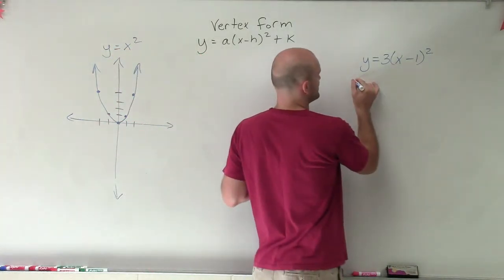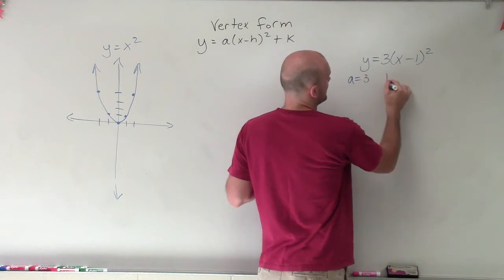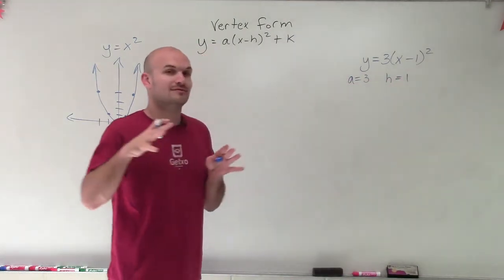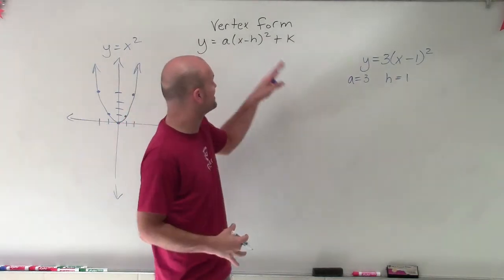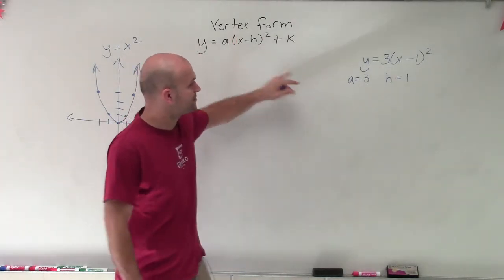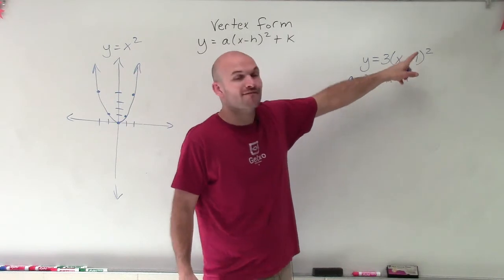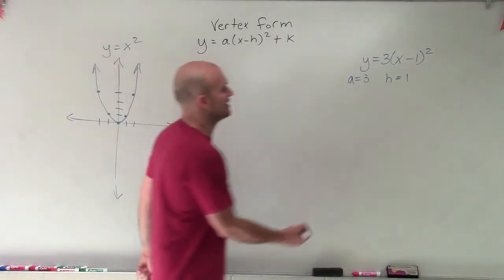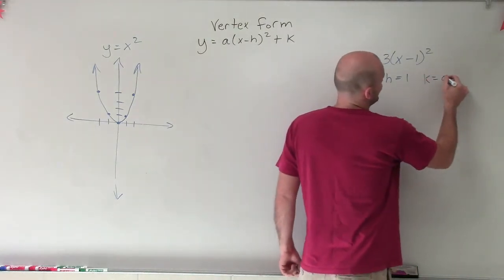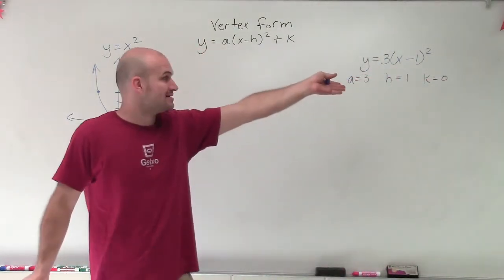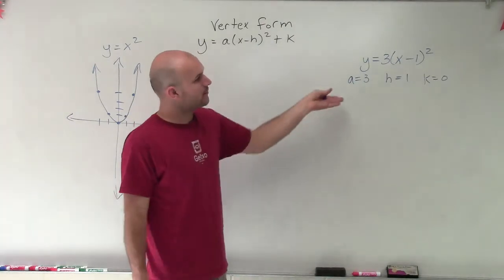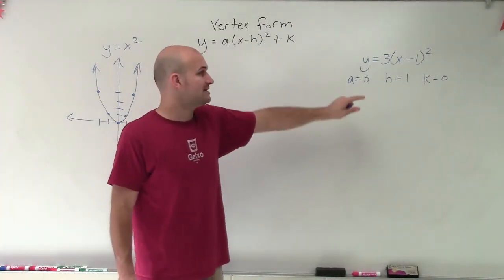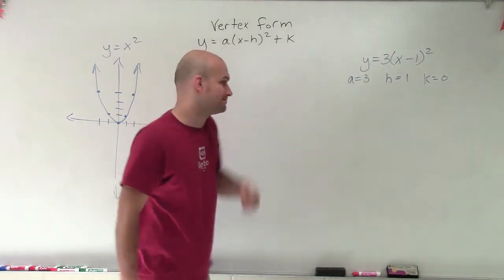So when looking at this equation, I have a equals 3 and h equals 1. Now, we've talked about this before, but remember it's x opposite of h. So it's x opposite of positive 1. Since I know h is equal to 1, and I can also say k equals 0, because I'm not adding or subtracting a number outside my function, all I'm going to do is shift this graph over 1 unit to the right, but then also I'm going to have a dilation of 3.